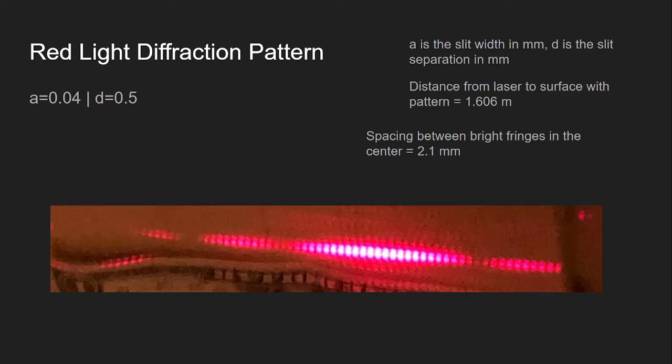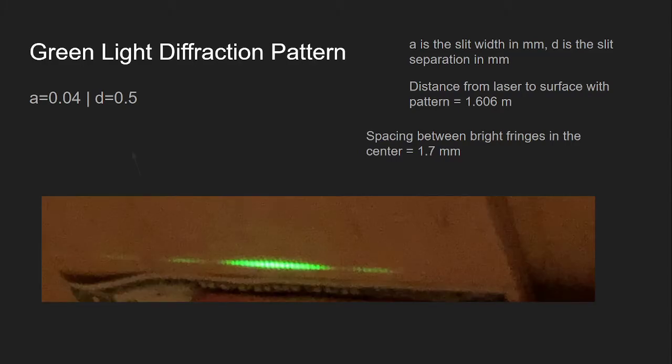For our red light, the slits are the same. The distance from the laser to the surface with the pattern is 1.606 meters, and the spacing between the bright fringes in the center is 2.1 millimeters. Looking at the picture in the bottom here, you see there's one bright fringe in the middle, and then two other slightly less bright fringes off to the right and left. You can see the distance between them is much larger than it was if you look over here at the green pattern, where there's one large fringe in the middle and two much smaller ones to the right and left.